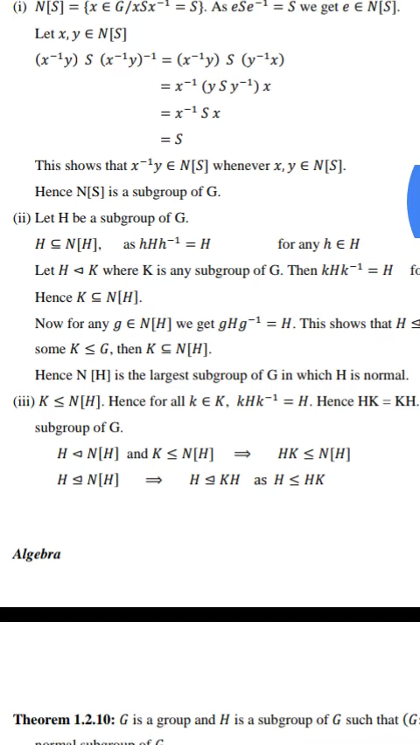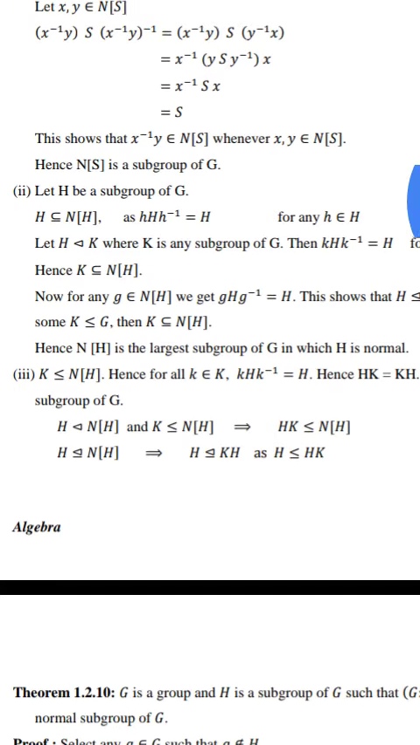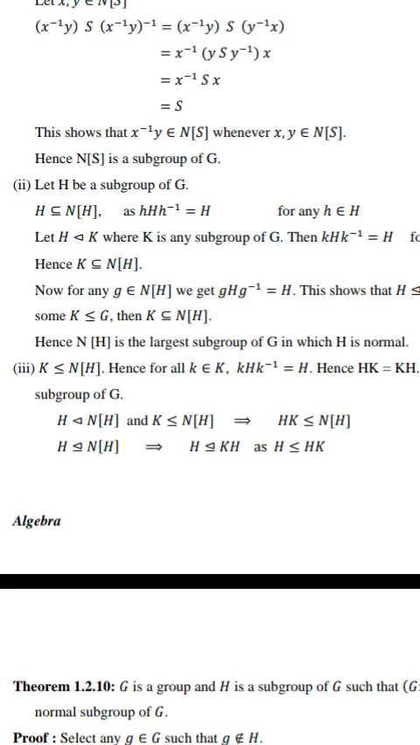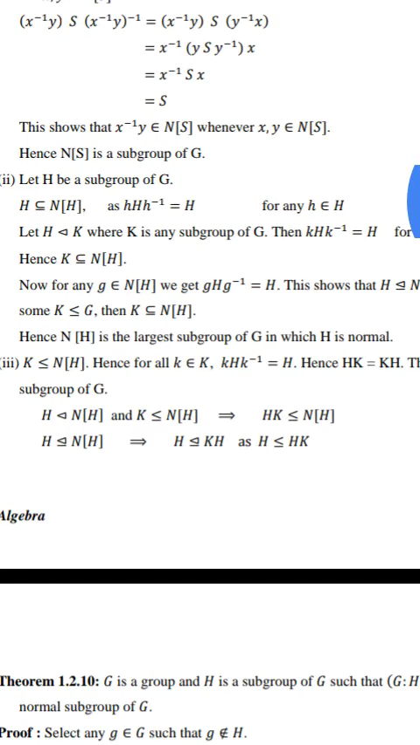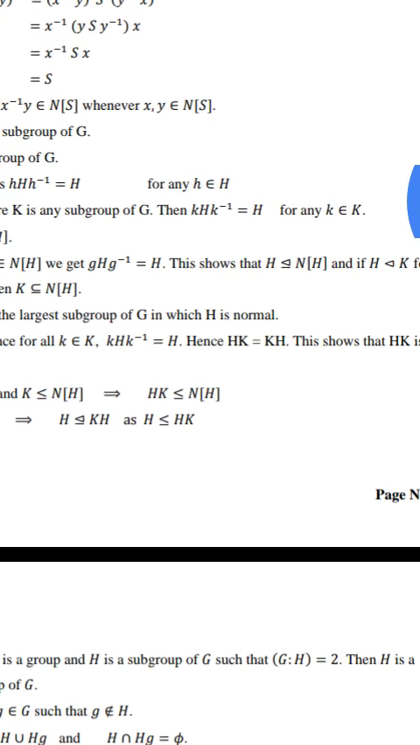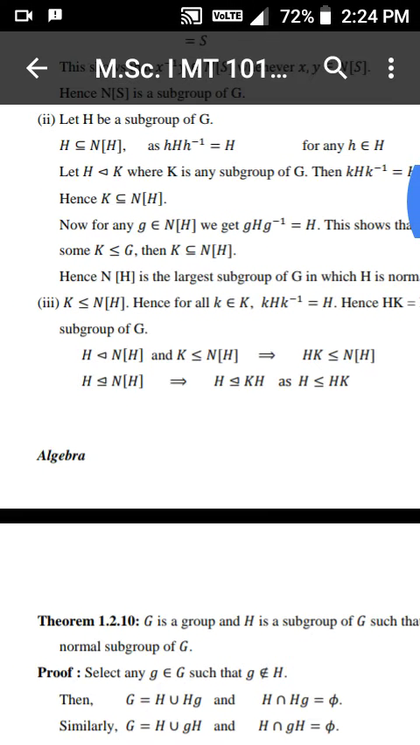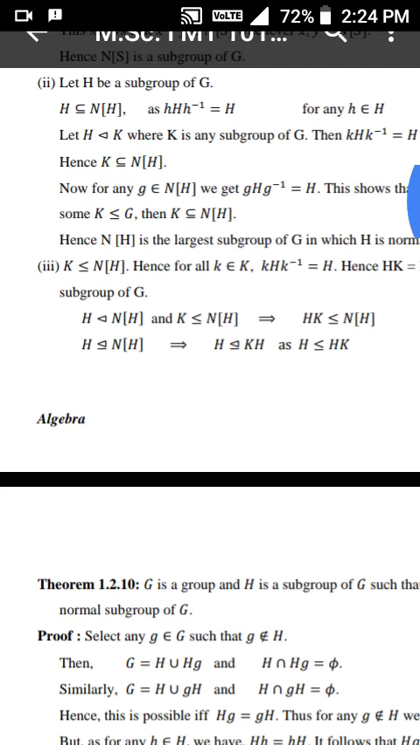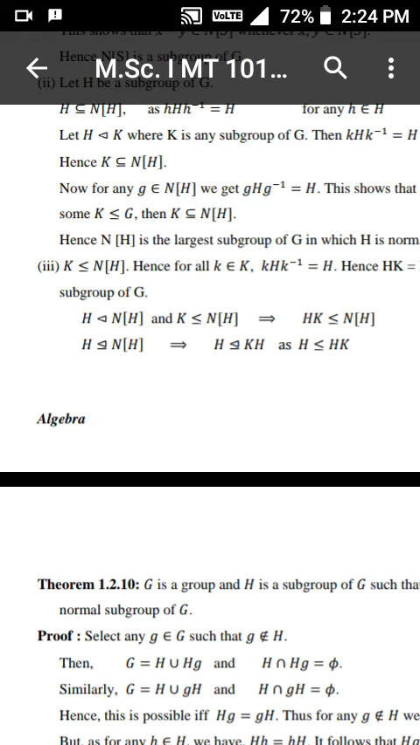Let H be a subgroup of G. Then H is a subset of N(H), since h H h inverse is equal to H for any h belonging to H. Let H be a normal subgroup of K, where K is any subgroup of G. Then k H k inverse is equal to H for any k belonging to K. Therefore, K is a subset of N(H).